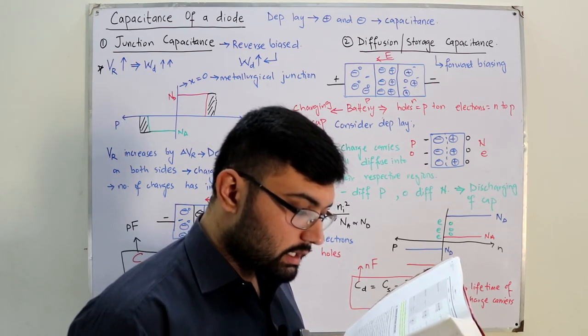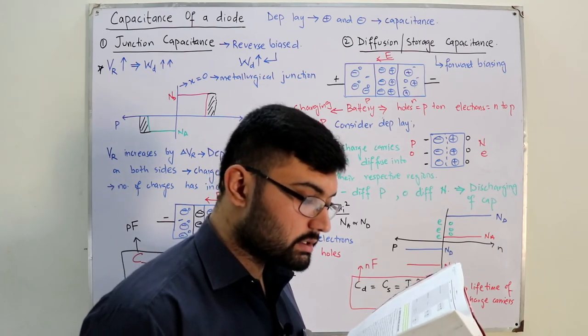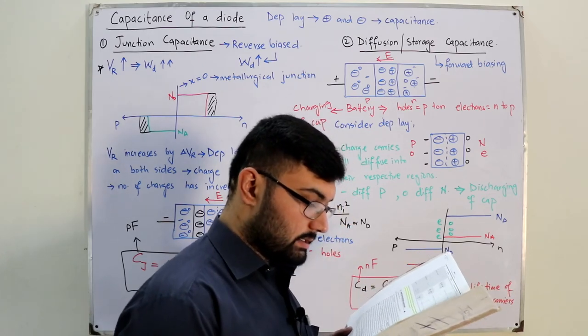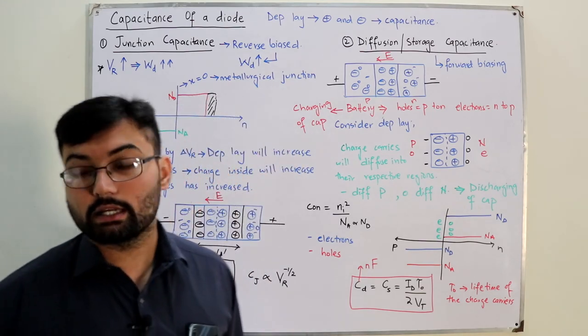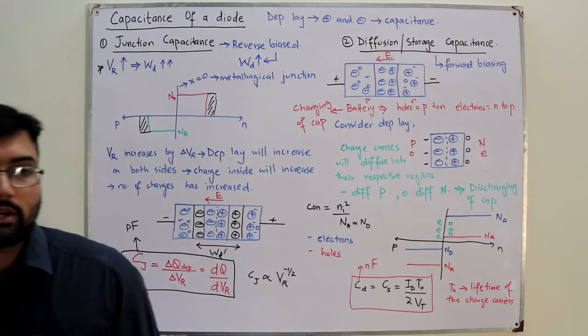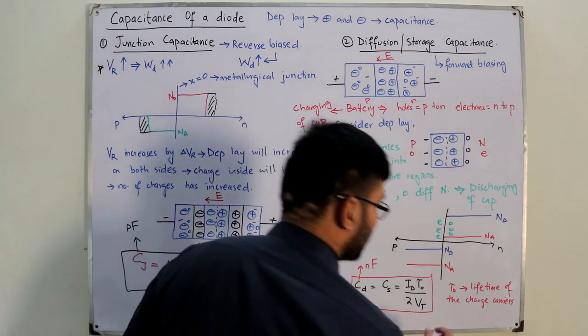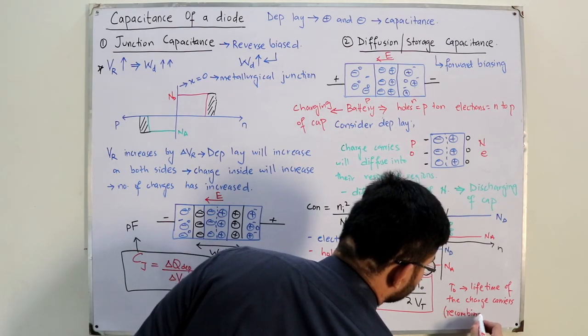Tau is the minority carrier lifetime it takes to recombine with an electron. So this is the lifetime of charge carriers to recombine, right? So lifetime means the electron recombines with a hole, or a hole recombines with an electron. So this is basically that recombination time, you could say.